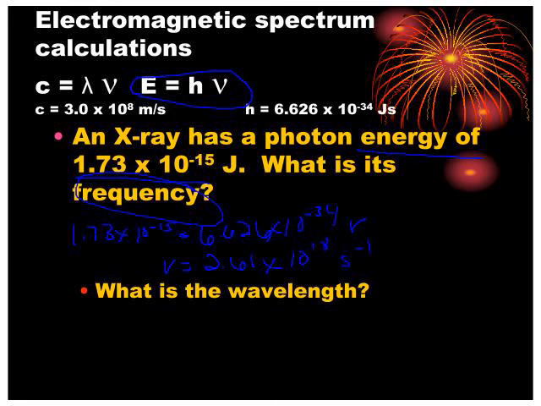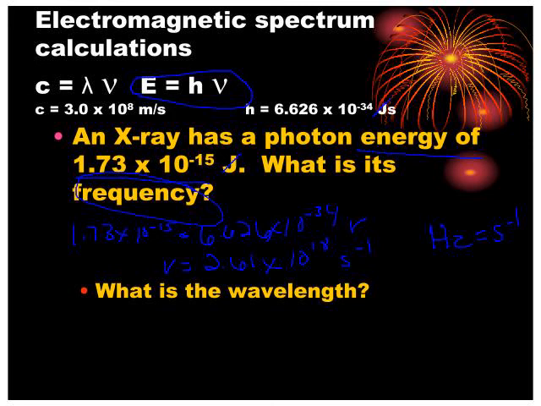That's s to the negative 1, because when you look at your units, you have joules and joule seconds. You would have divided by the joule seconds. The joules cancel out. So you would have your 1 over s, or s to the negative 1. You'll also hear frequency in hertz. And that's another way of saying frequency, as hertz versus s to the negative 1.